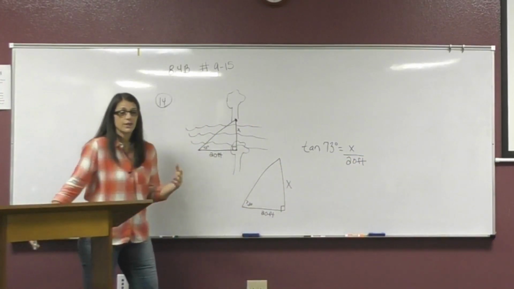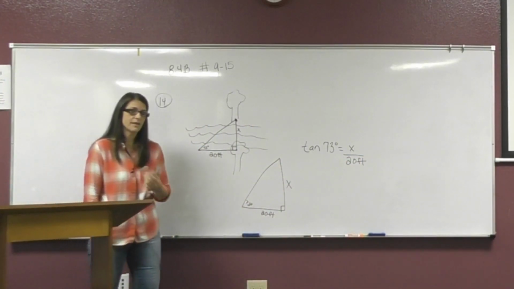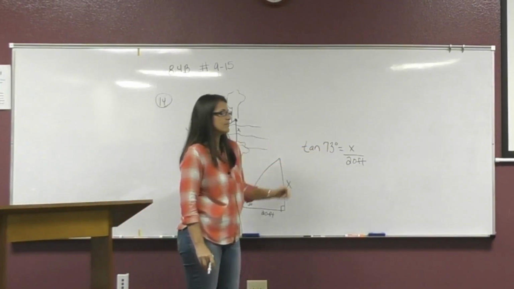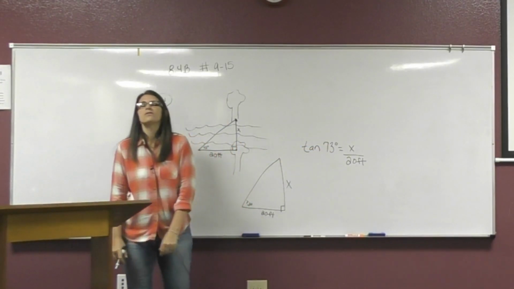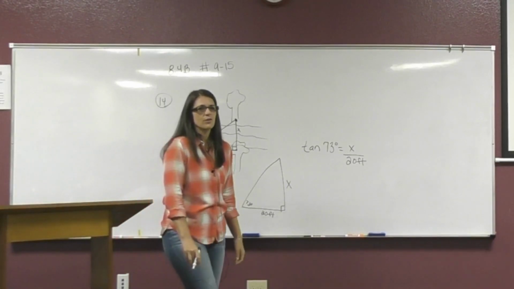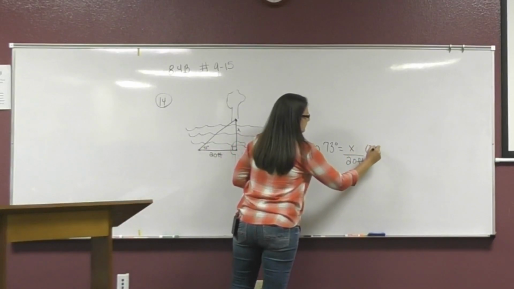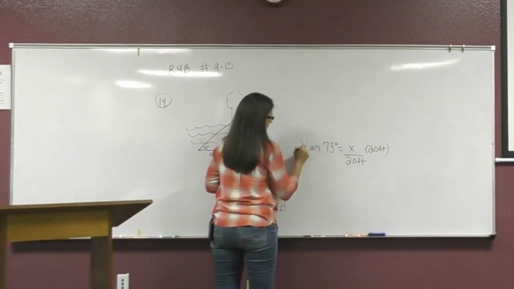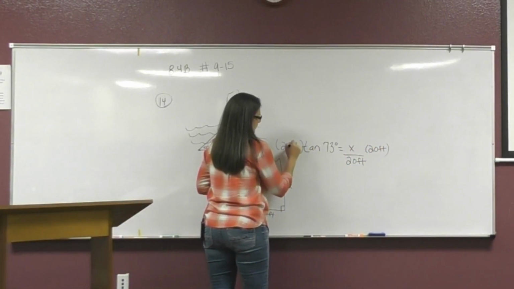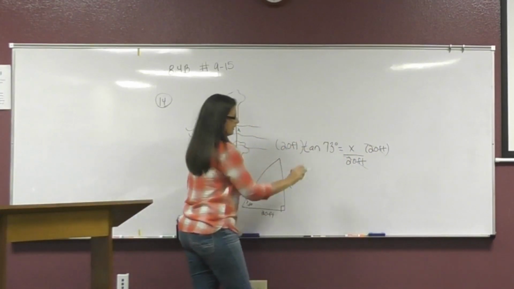Now all you got to do is solve for x. To get x by itself, right now x is being divided by 20 feet. To undo that, you do the opposite, so you'd multiply both sides by 20 feet. Basic algebra, and there's your answer.